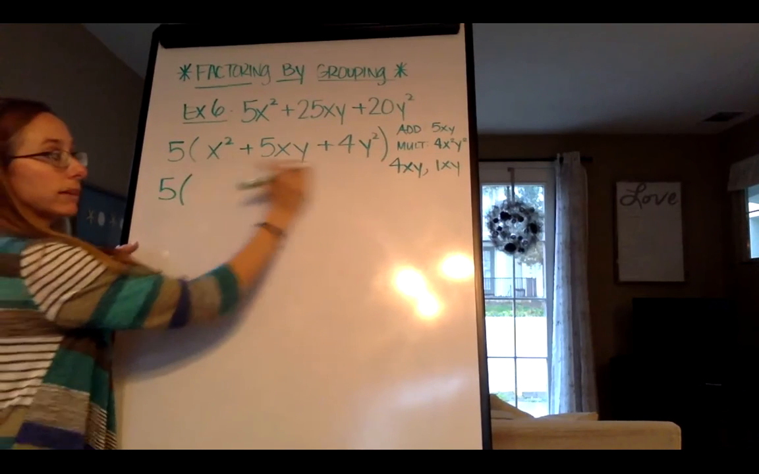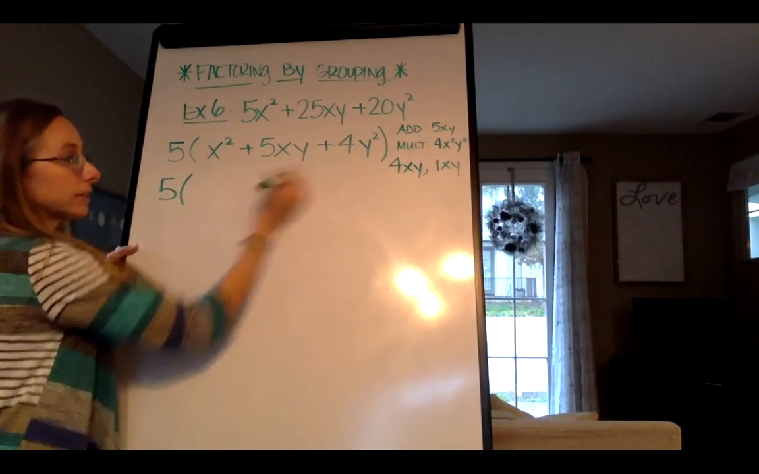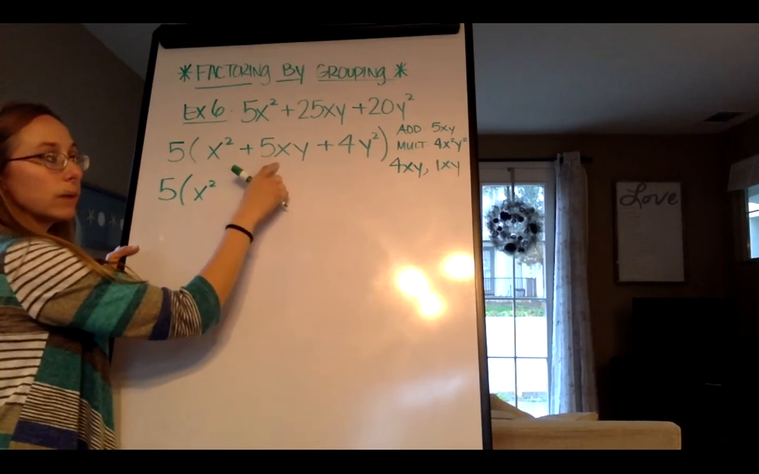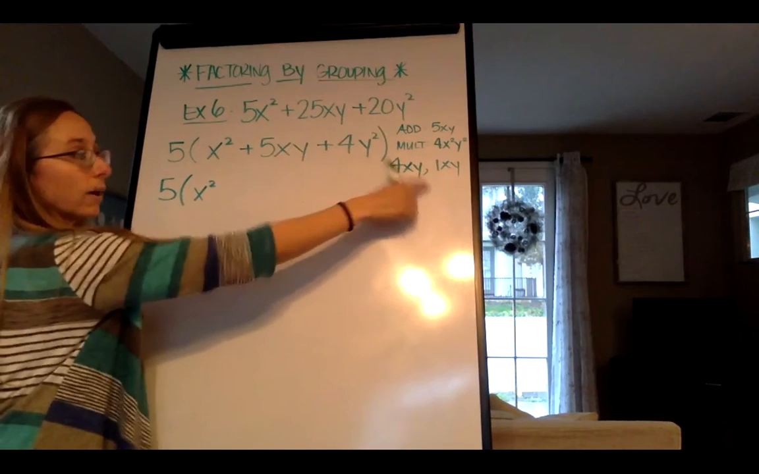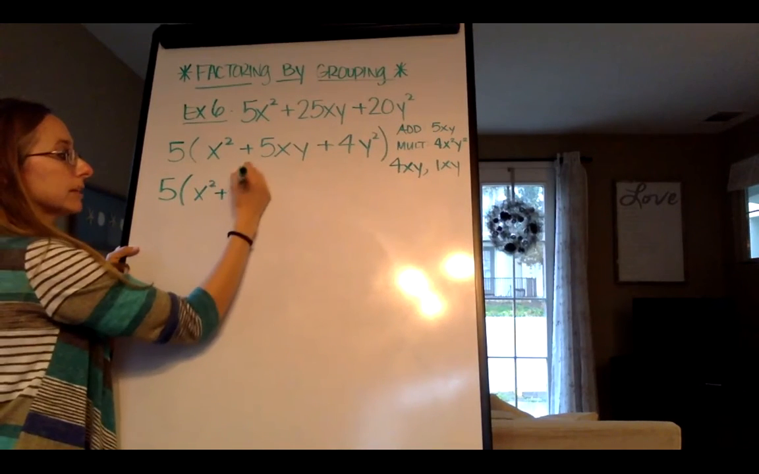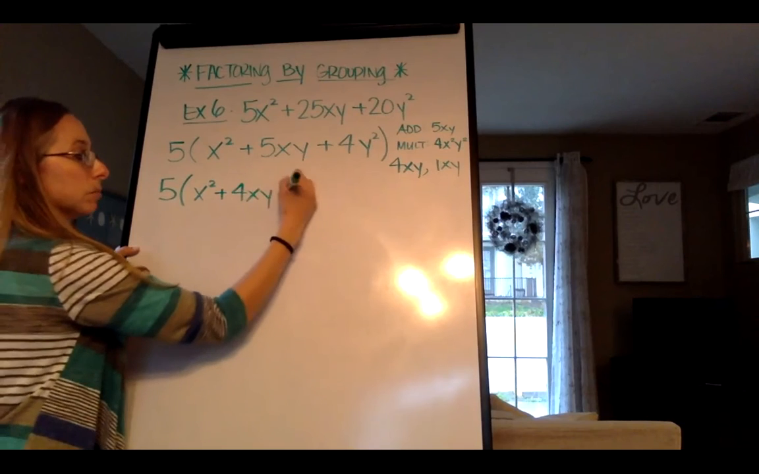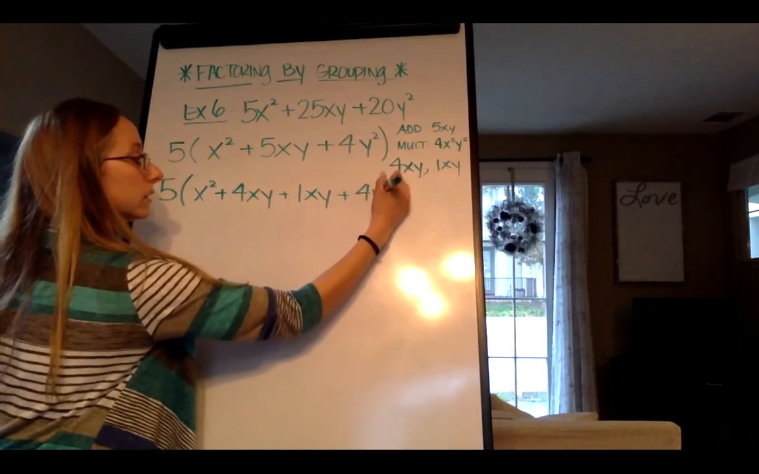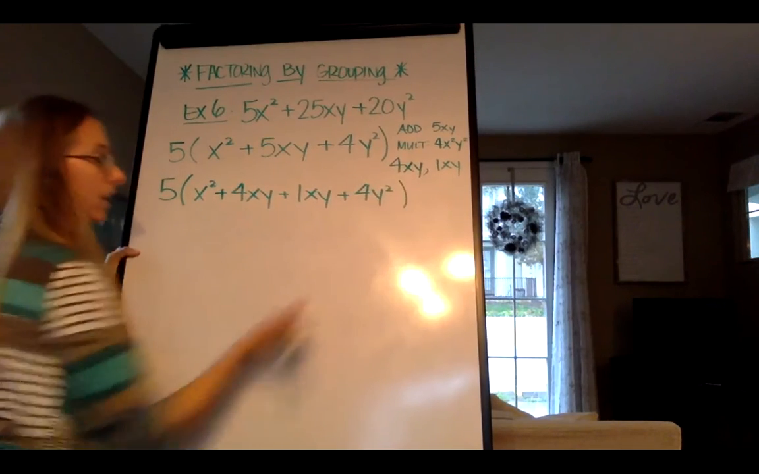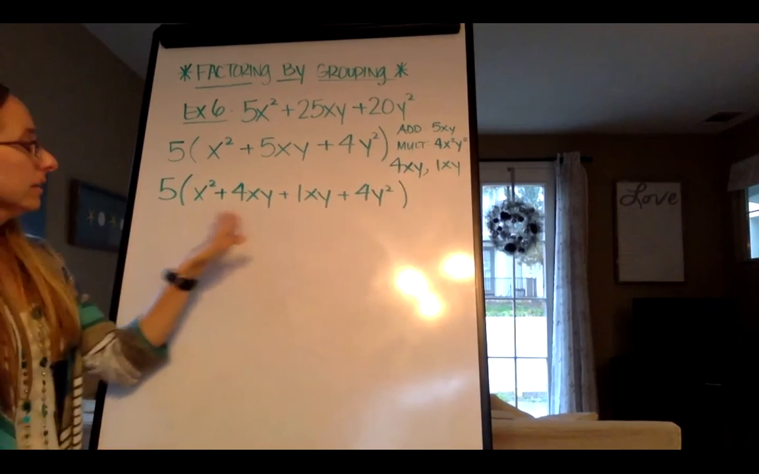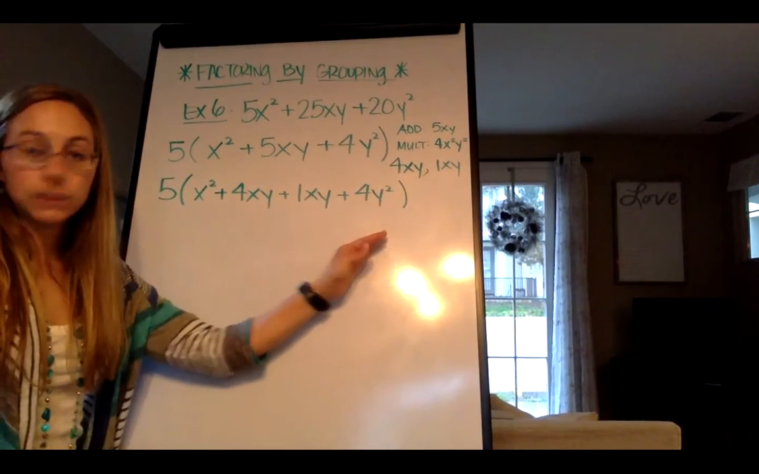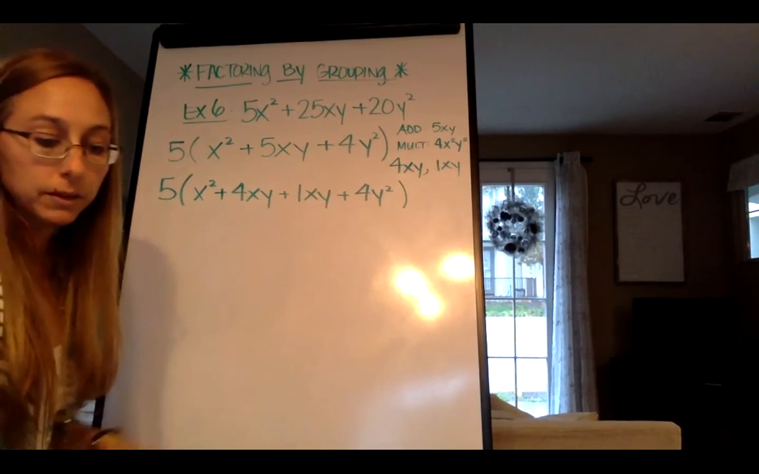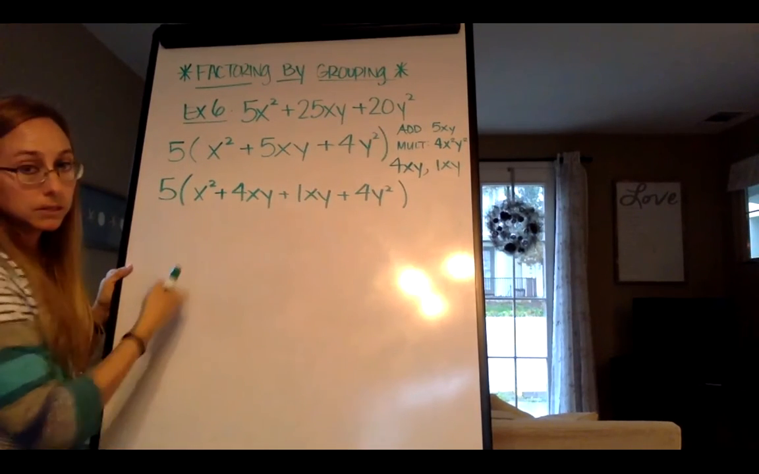Now we rewrite the trinomial on the inside. Specifically, we rewrite the 5xy in terms of 4xy and 1xy. So x squared plus 4xy plus 1xy plus 4y squared. And that's it. Now we have a 4-term polynomial on the inside of those parentheses, so let's go ahead and do factoring by grouping. Again, the 5 comes along for the ride.